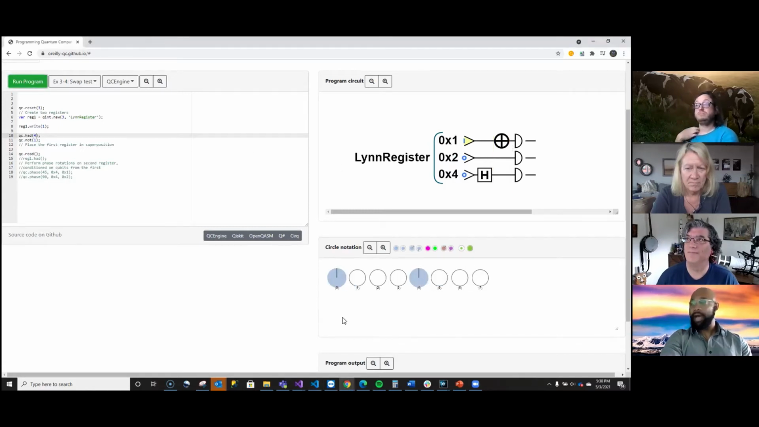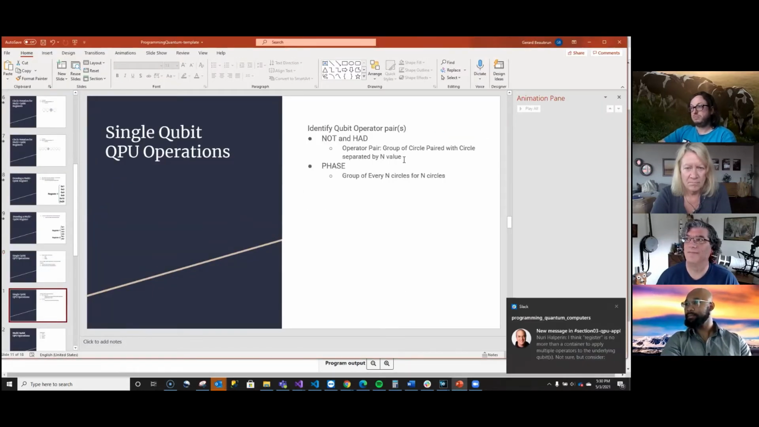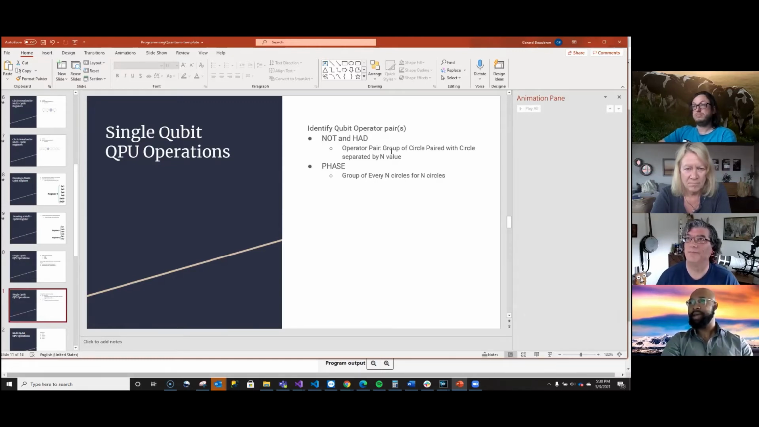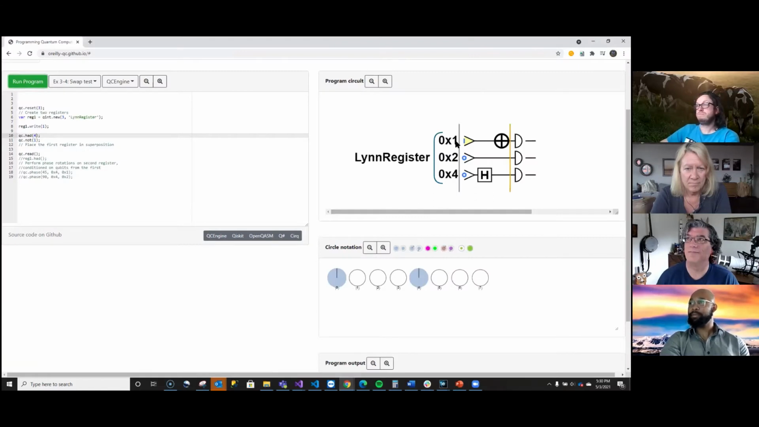So what I use is this idea, operator pair. You choose a pair, a quantum operator pair. For me, it's a group of circle paired with the circle separated by the n value. What do I mean by this? Since the operation is done here, you start here, this is the first pair, second pair, third pair, and fourth pair. Sorry about that.